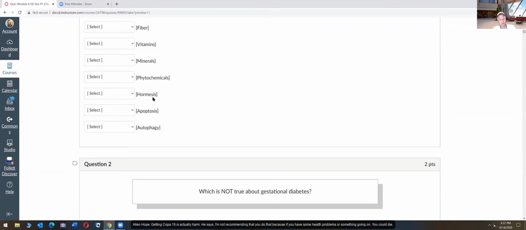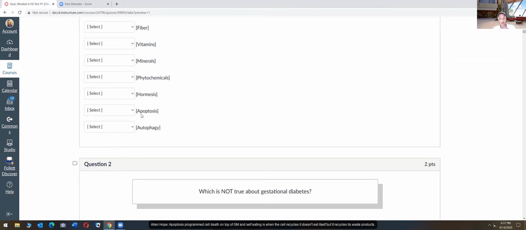Getting sick is hormesis. Getting COVID-19 is actually hormesis. I'm not recommending that you do that, because if you have some health problems or something going on, you could die. Most people don't, but what it does, it builds up your immune system that kind of protects you from getting it again. They found 1 or 2 people that got it again. I don't want to spend a lot of time going into detail on that, but it's kind of what a flu shot is. Flu shot is hormesis. It gives you a mild strain of the flu that protects you from the powerful strain. It gives you, like I said, the flu to a degree.